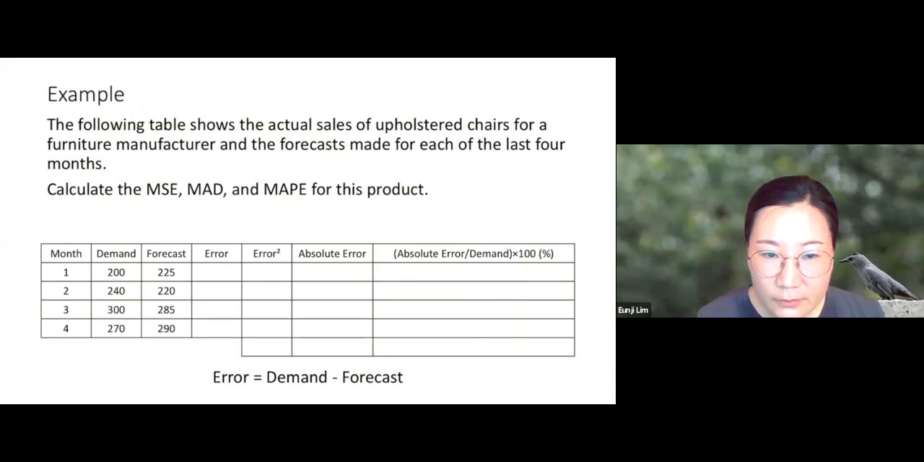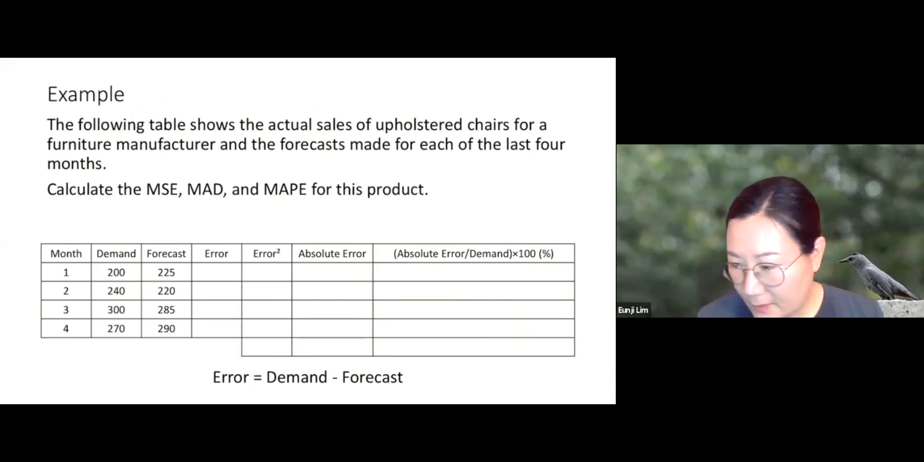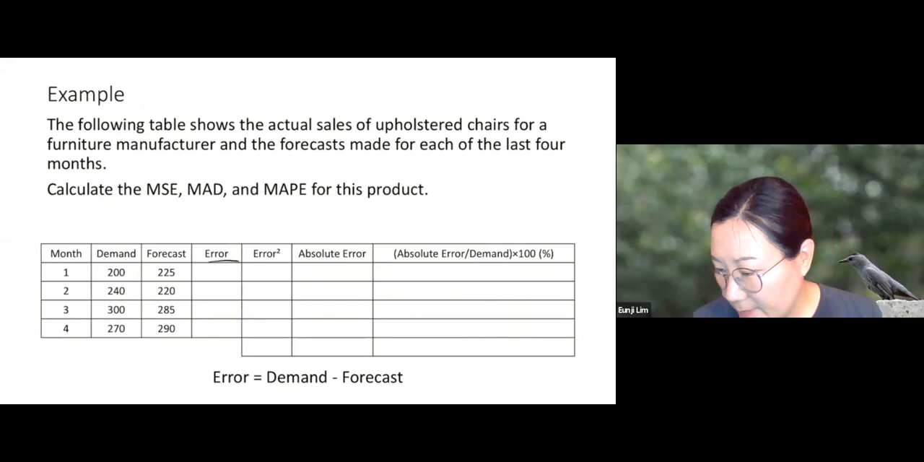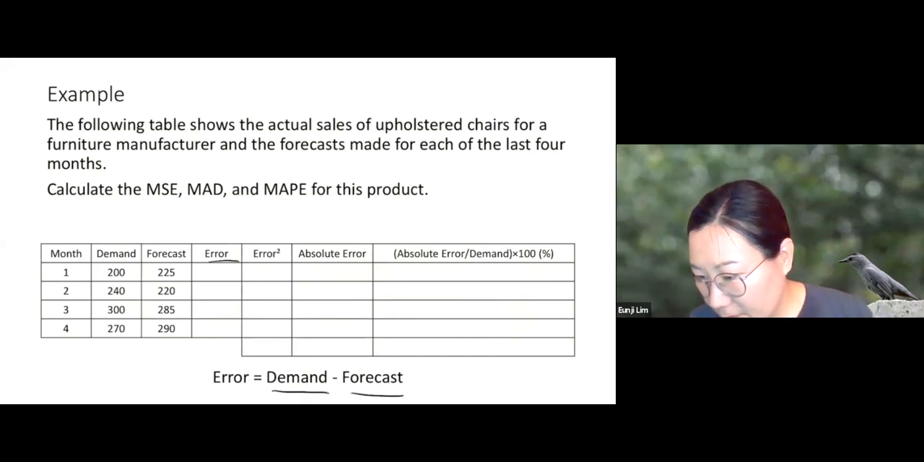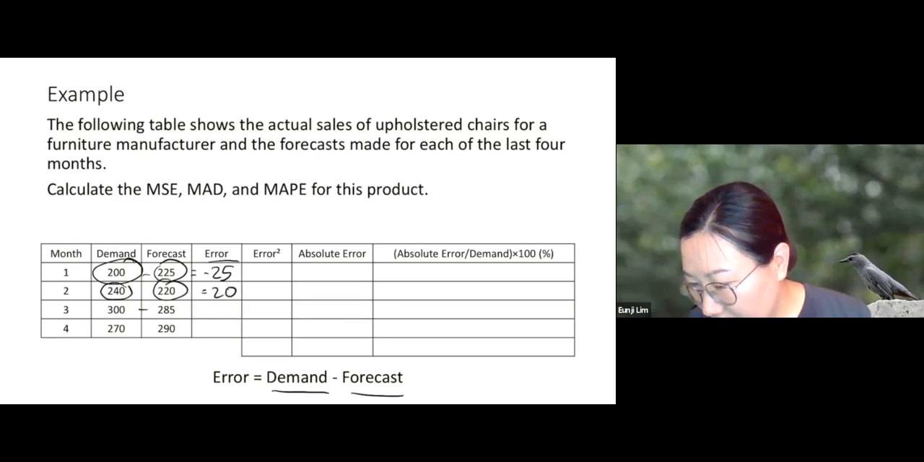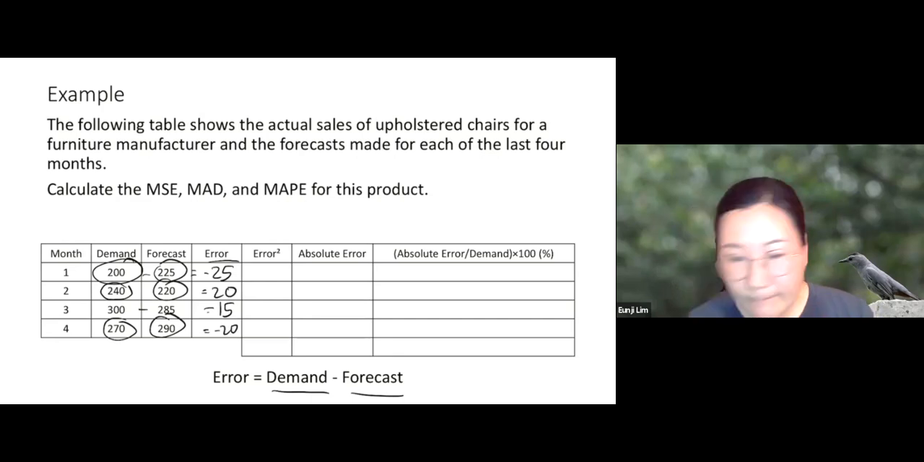So the first thing you need to do is compute the forecast error. The forecast error is defined as the demand minus the forecast. In the first month, the demand was 200 and the forecast was 225. Subtract the forecast, and you get negative 25. That's the error. Second month, 240 minus 220 equals 20. The third month, 300 minus 285 equals 15. The fourth month, 270 minus 290 equals negative 20.